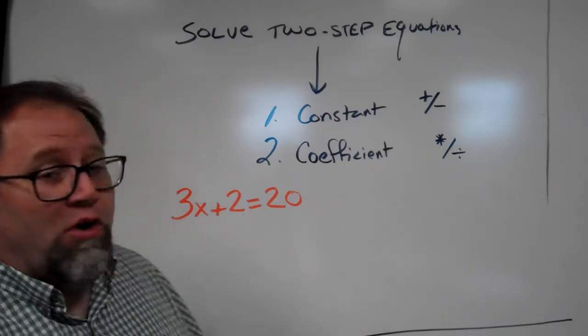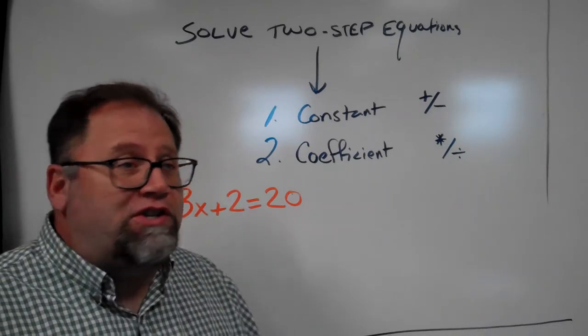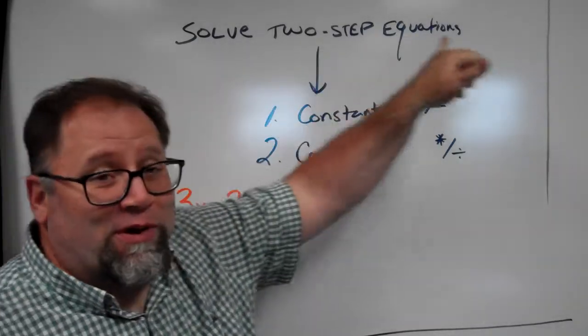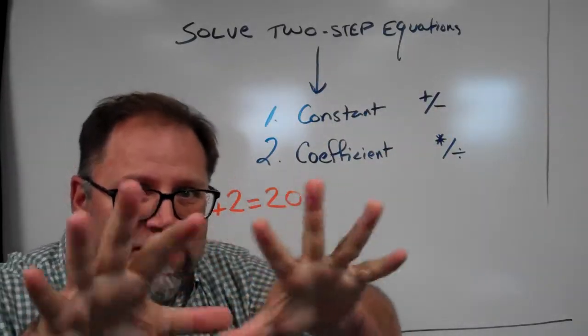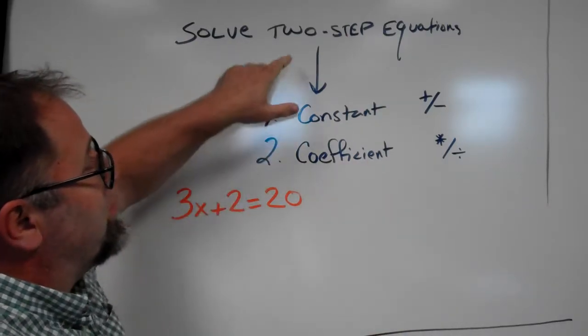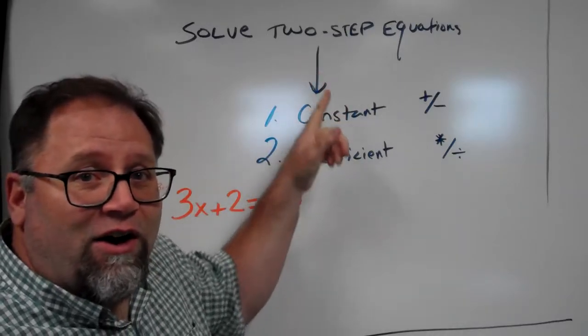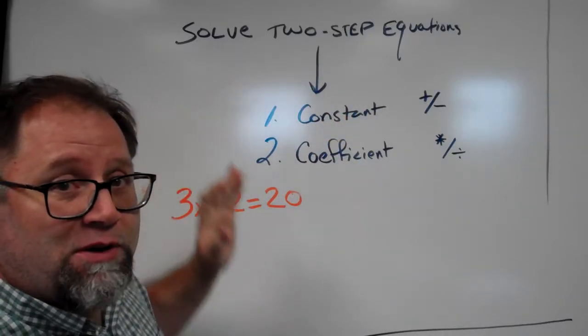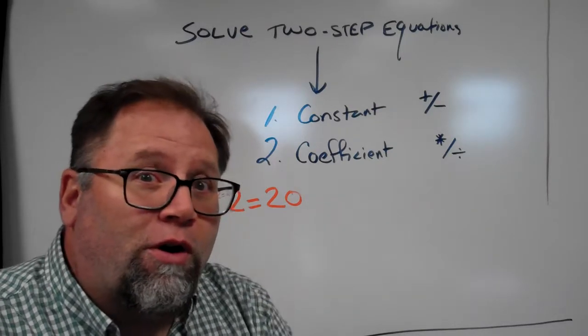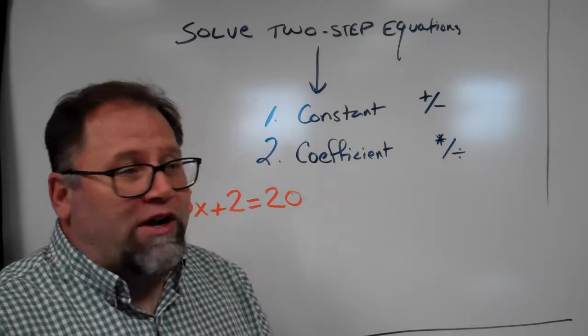Okay, so we're going to solve two-step equations. And I wrote, look at this, I wrote solve two-step equations. Isn't that neat? This is like a graphic organizer. And so then I drew a line down. And then these are the two steps that we're going to do, and they're in the order that we're going to do them. You can do the other order, but it's going to make the problem way more complicated.